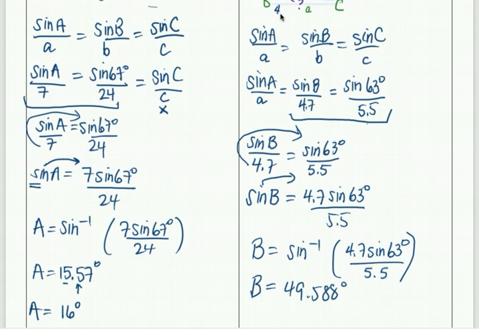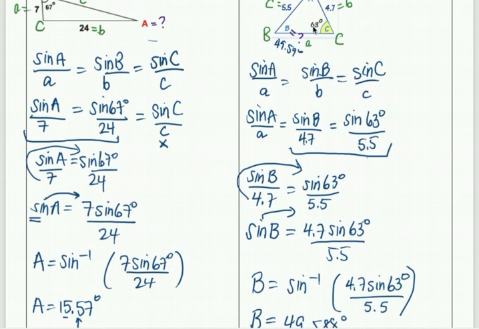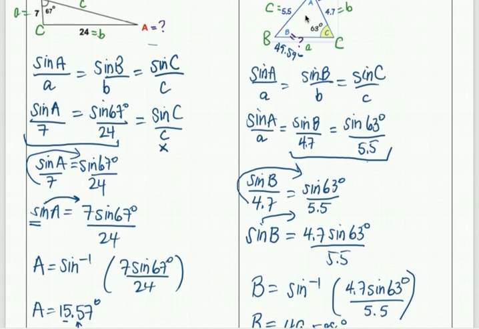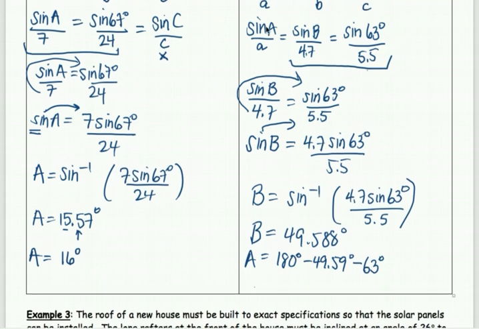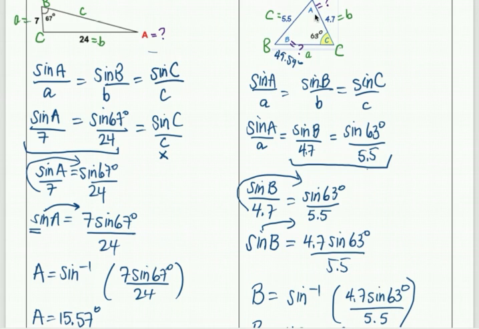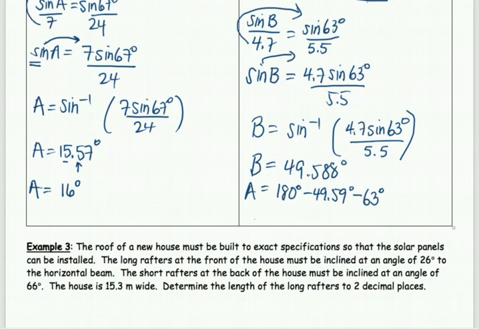49.58. So 49.59, I guess. Okay, so we know it's 49.59 degrees. We know this one's 63, so what does A have to be? Well, for A you're going to go 180, because the whole thing adds to 180. Then you're going to take away this 49.59, and you're going to take away the 63 degrees, which we already knew from the beginning. And then what's left is what A has to be. So let's calculate that out.